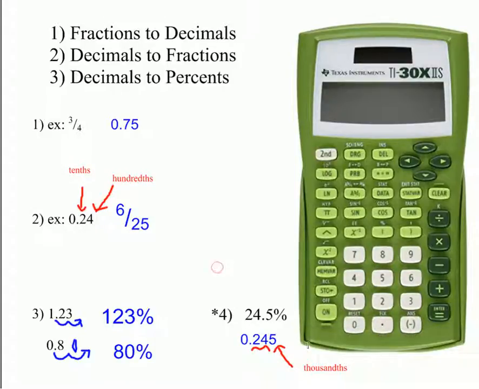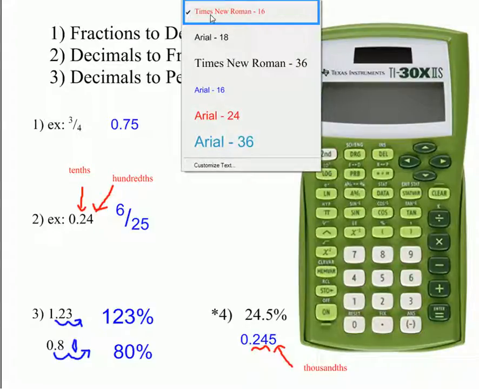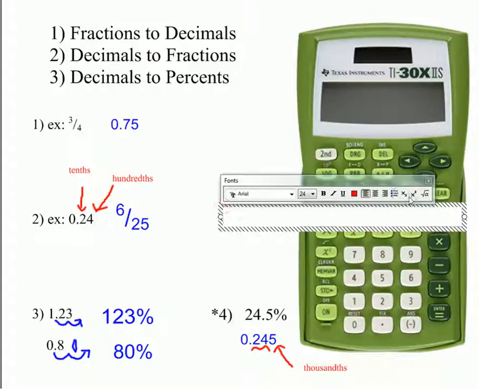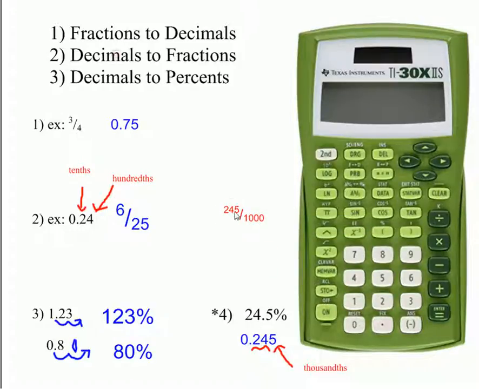So in order to read this properly, and I've been training you all year to read this properly, this fraction would be 245 thousandths. I know it's a big one. 245 thousandths. That's how I would write this as a fraction. There we go. So from a percent to a decimal to a fraction.